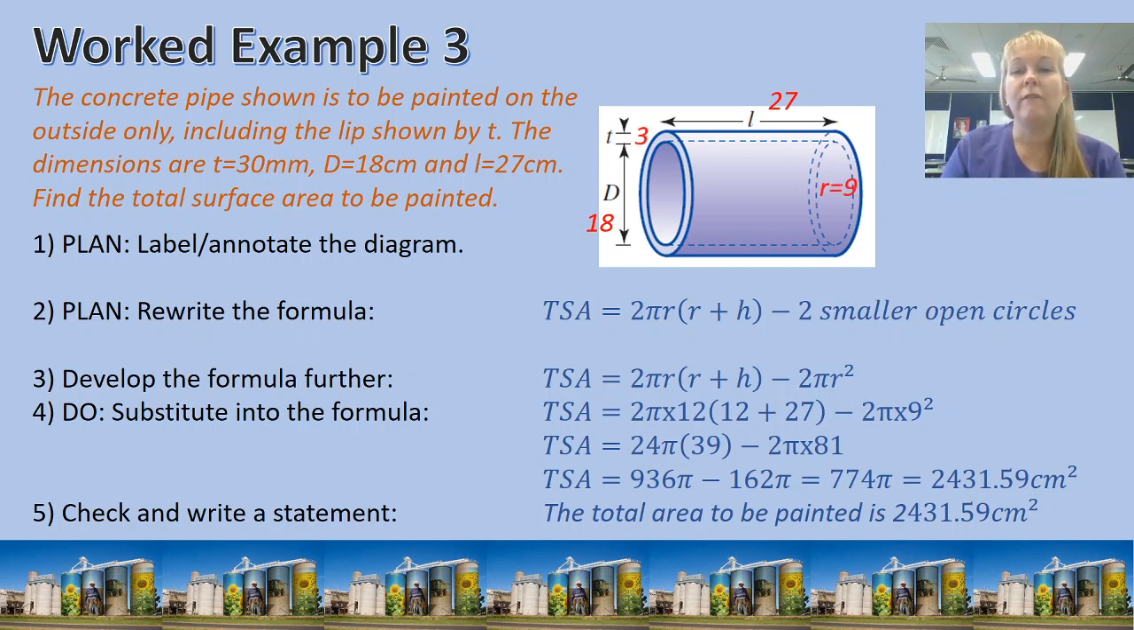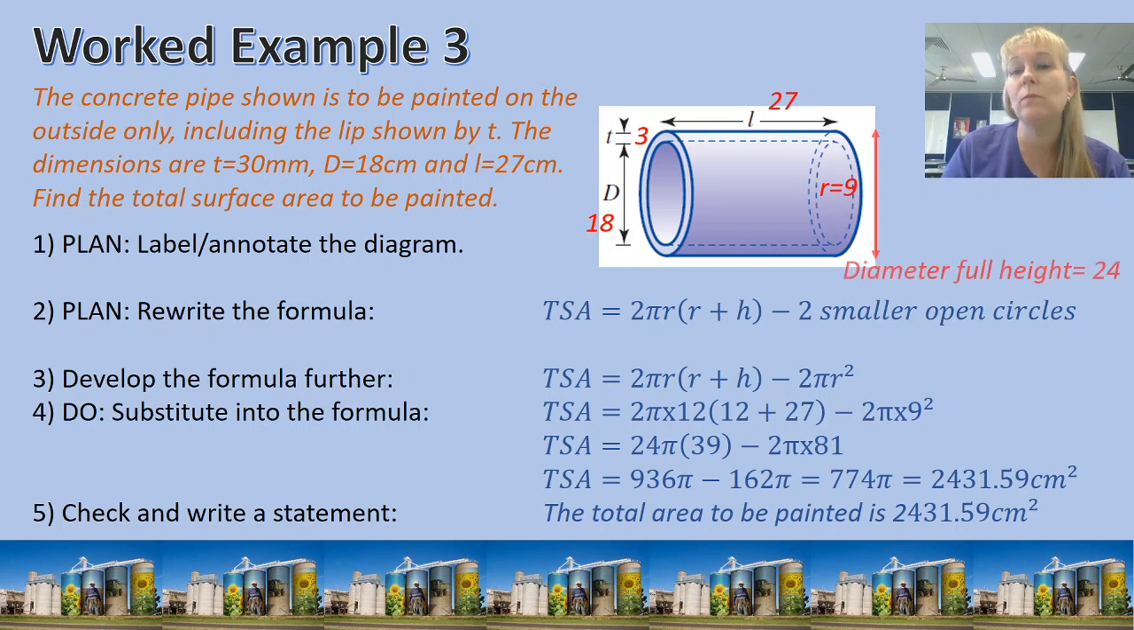Okay, so this time I've got the diameter of that inside part of the pipe. Now I'm not going to be painting that, that's just pure air. So that diameter needs to be converted to 9 centimetres, which is my radius. That's the part I'm going to use in the formula. T is given in millimetres. It's 30 millimetres, so I've changed that to 3 centimetres in this particular example. And then I've labelled L.